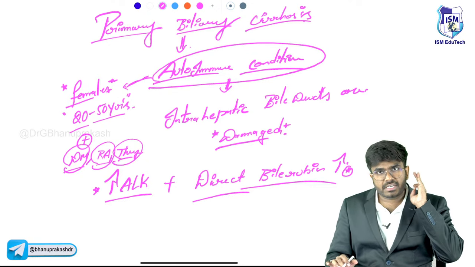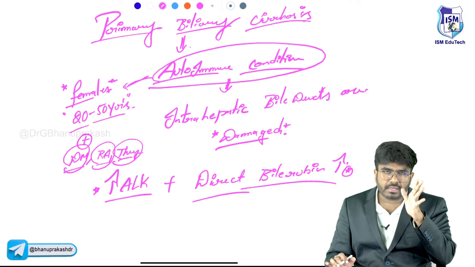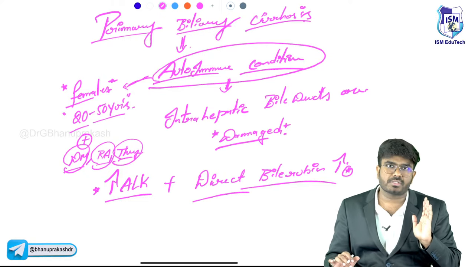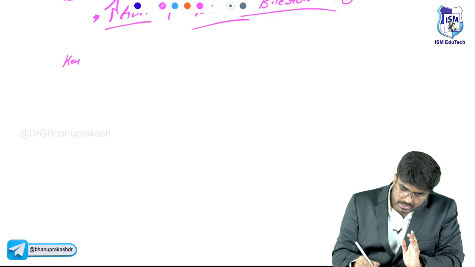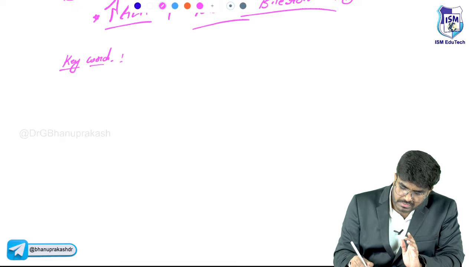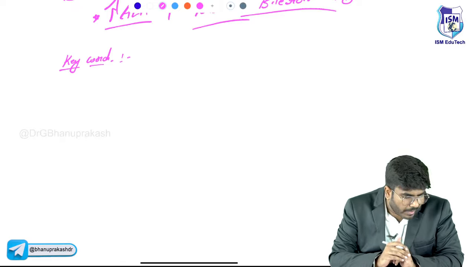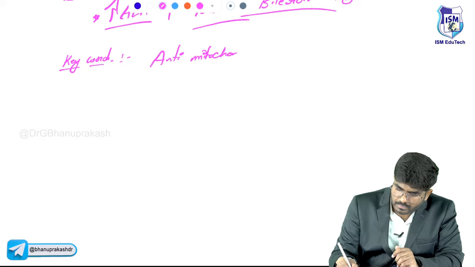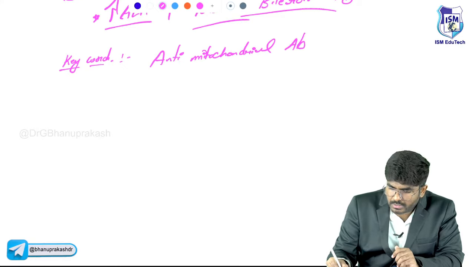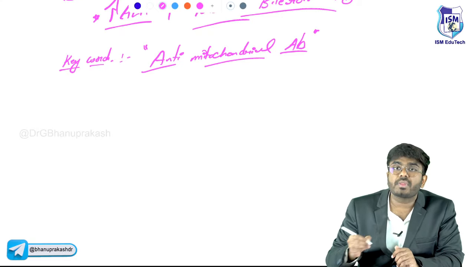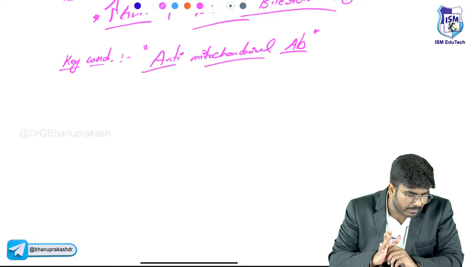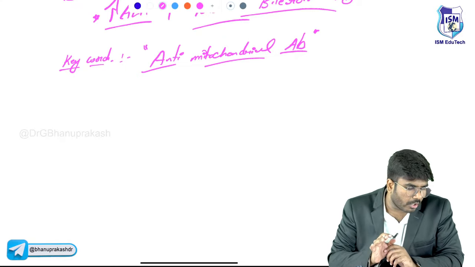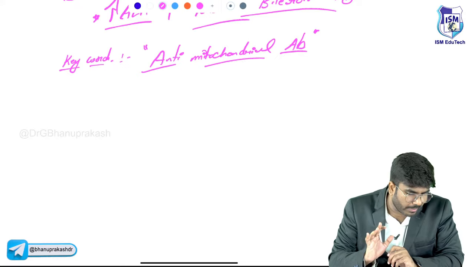So, sir, please tell us one thing. Just by looking at one word, we want to put the diagnosis that this is primary biliary cirrhosis. The most important keyword is these patients will have antibodies. Do you know which antibodies? In primary biliary cirrhosis, the patients are going to have anti-mitochondrial antibodies. So anti-mitochondrial antibodies are going to be positive. Whenever you see this one word, anti-mitochondrial antibodies are positive, then 100% they are talking about primary biliary cirrhosis.